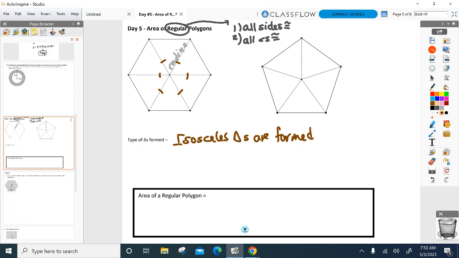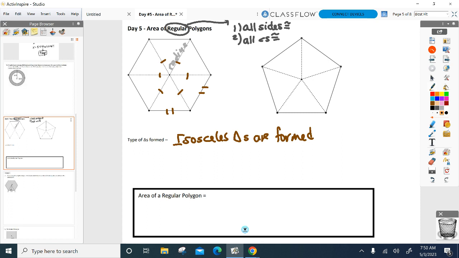Spence, go ahead. Why is it not equilateral if all the sides are congruent? Because I don't know if the radii and the sides are all equal. Yes, that's why. Good point. But it could be, depending on the figure. But not all the time.